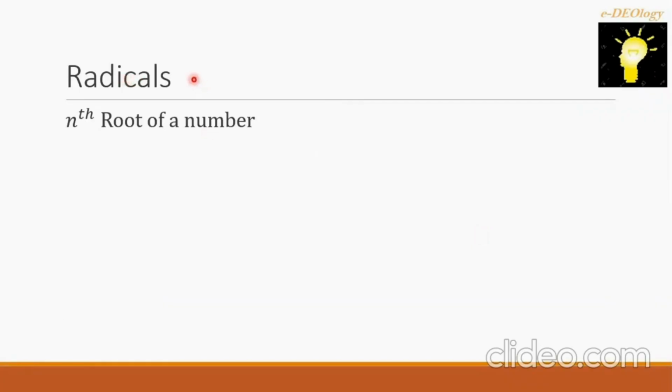First, let us define radicals. Radicals are about the nth root of a number. Suppose we have a variable b raised to an exponent n, and this is equal to a value a. Then this b here is an nth root of a.